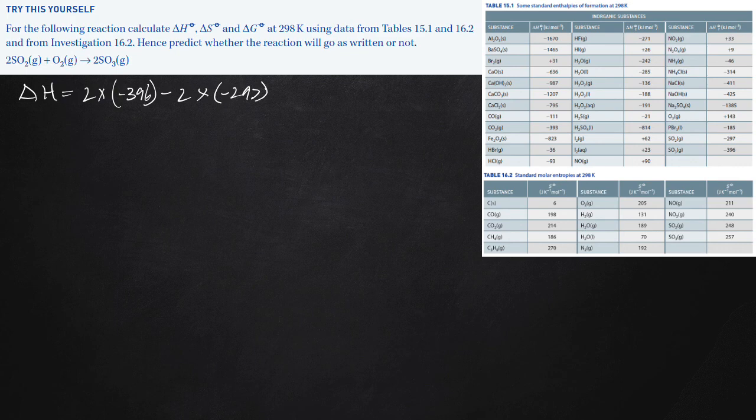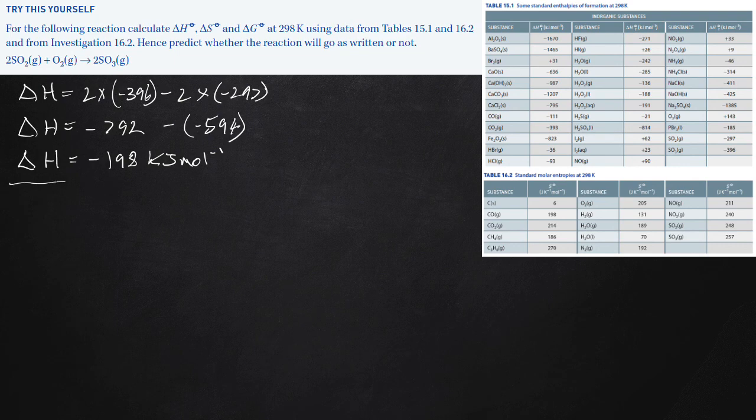So let's plug in those values. So our delta H, what's it looking like so far? We have negative 792 minus negative 594. Delta H equals minus 198 kilojoules per mole. So we have an exothermic reaction. We've got a negative delta H value. Let's go ahead and do our change in entropy.